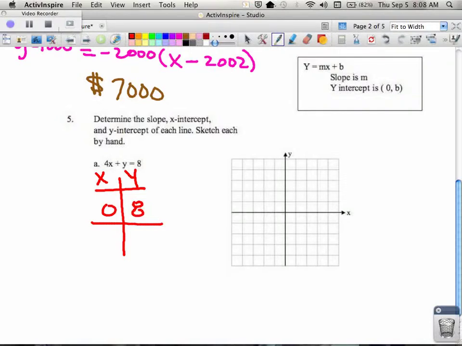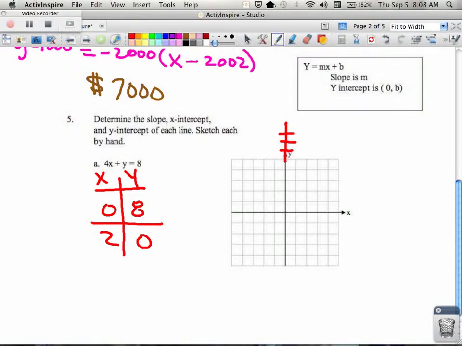And then if I put in a 0 for the y thing, that means the y thing disappears, and I have 4x equals 8. Or in other words, 4 times something is 8. So that something has to be 2. And now you have the x-intercept. Now our graph doesn't go up to 8, so I'd have to extend it, of course.